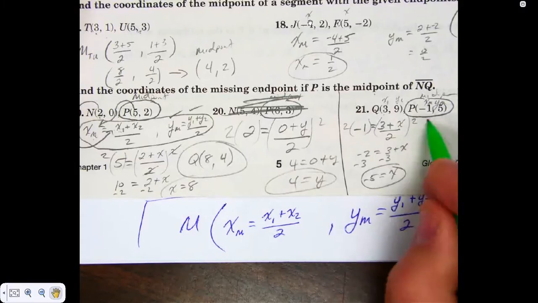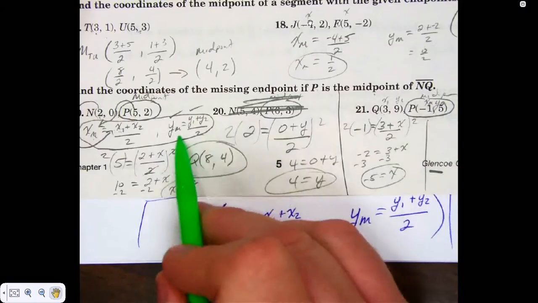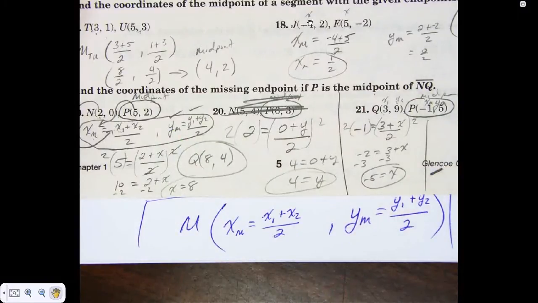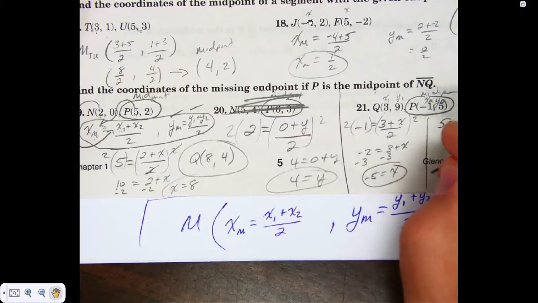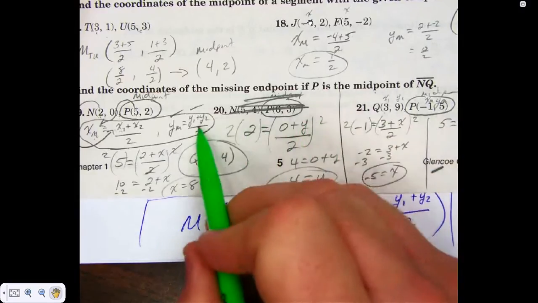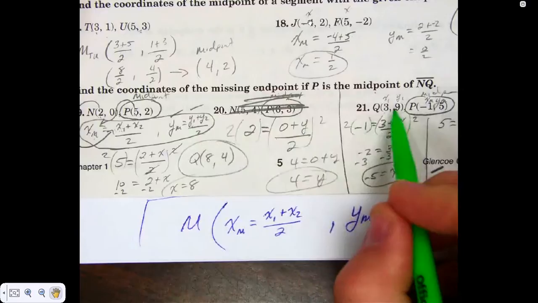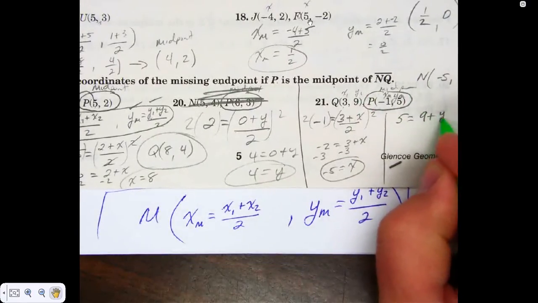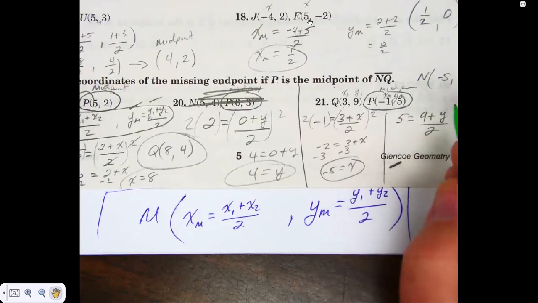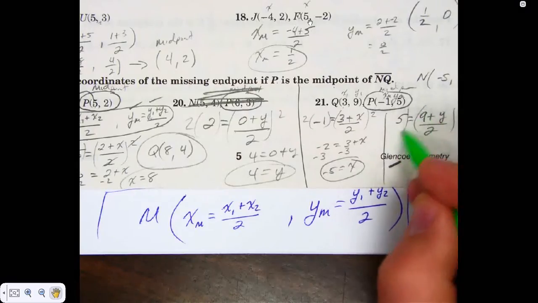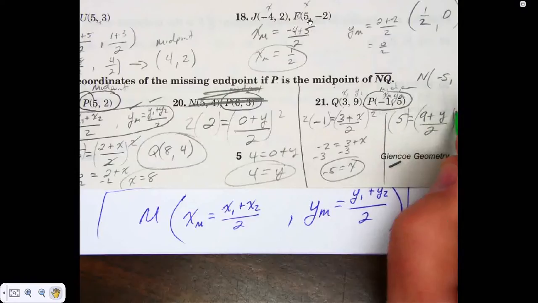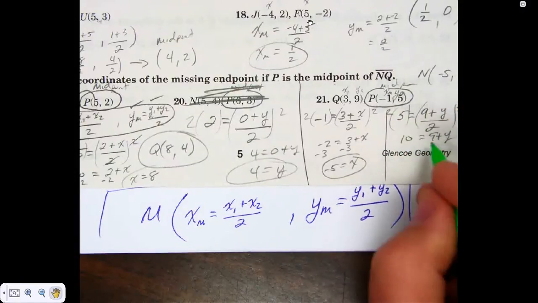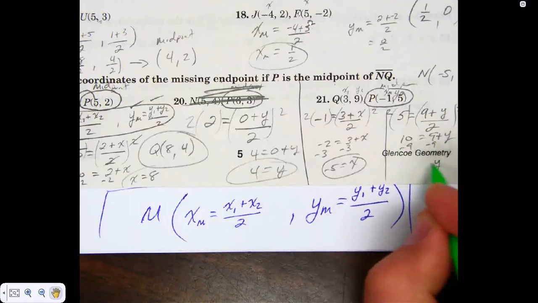Now I just need to find the what? The y. So now I go to this one. What is the y coordinate of my midpoint? 5 equal to, what is the y coordinate? What is y1? Plus, do I know y2? Divided by? Quiet, please. Multiply both sides by? So 10 is equal to 9 plus y. What would I do now? Y is equal to?